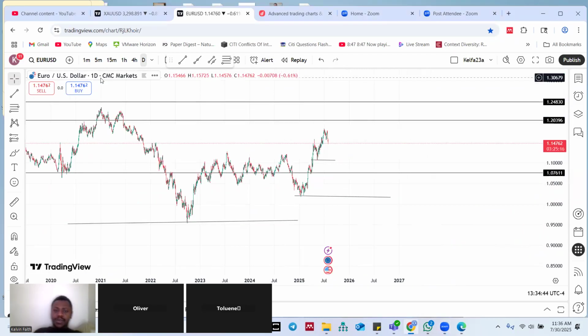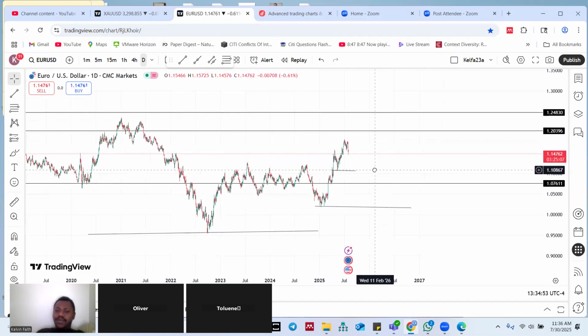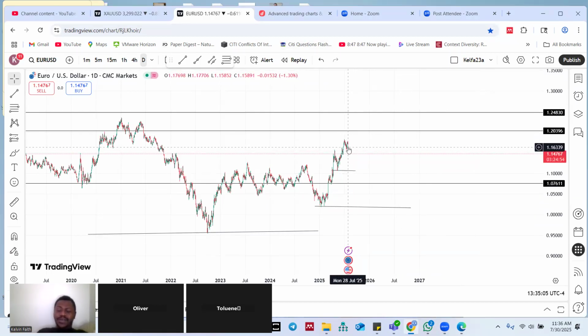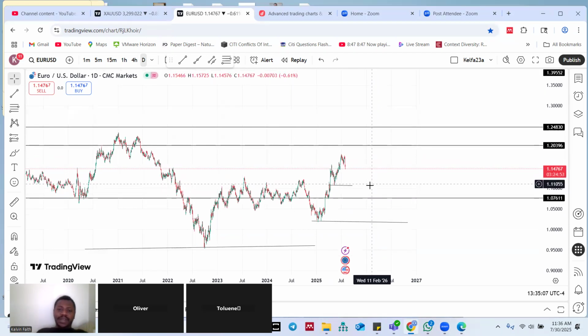Good. So Euro USD has traded into equilibrium, and that's why we are seeing a drop. And anytime Euro USD is dropping, it means that the dollar index is strong. So if we are to open the dollar right now, you will see that the dollar is bullish, and therefore Euro USD is bearish.